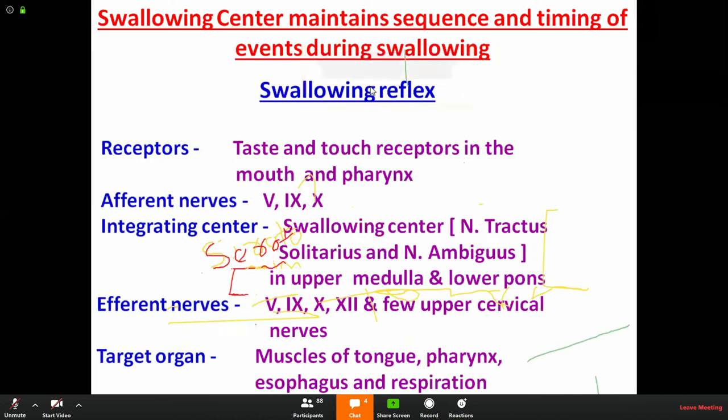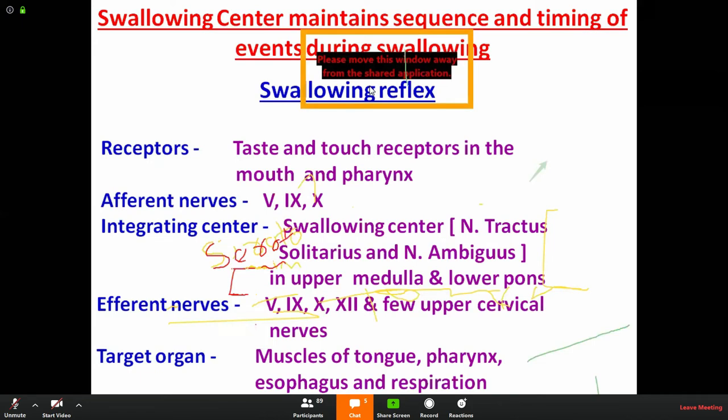Swallowing reflex has been asked many times. If there is a reflex question, you have to write these 5 points. What is a reflex? It is the involuntary motor response to a threshold sensory stimulus. A reflex has 5 components: there must be a receptor, an afferent nerve, an integrating center, an efferent nerve, and a target organ.